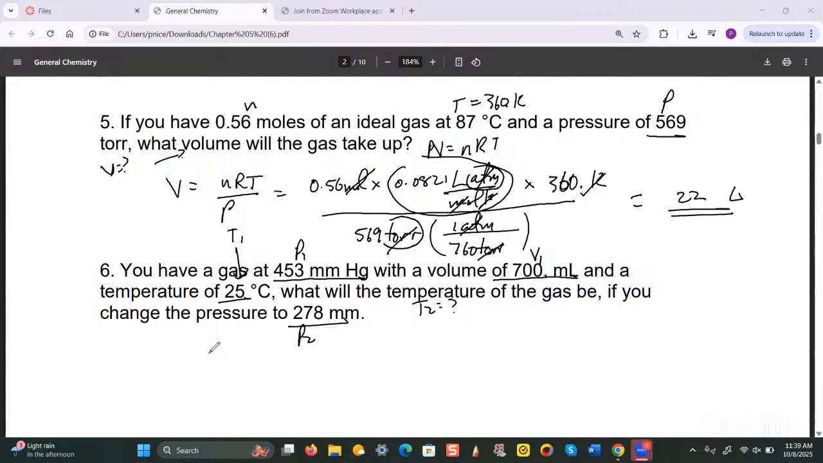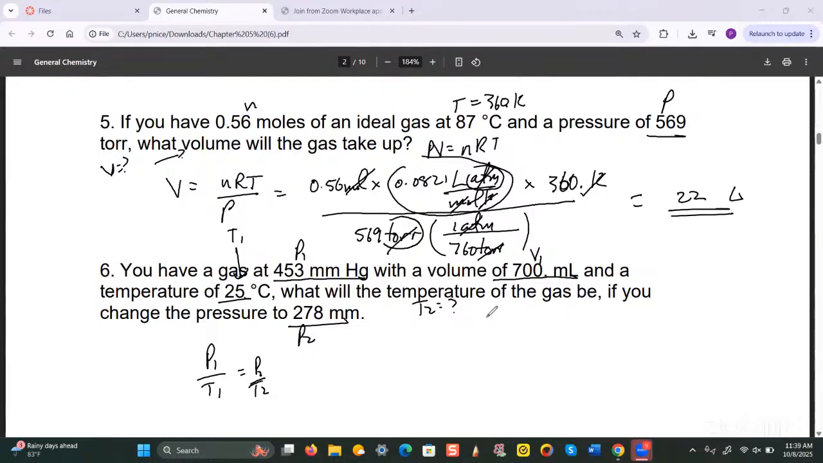What equation comes to mind when it comes to this question? Is it just like the pressure over temperature one? Okay, so you're saying P1 over T1 is equal to P2 over T2. I would agree with that.